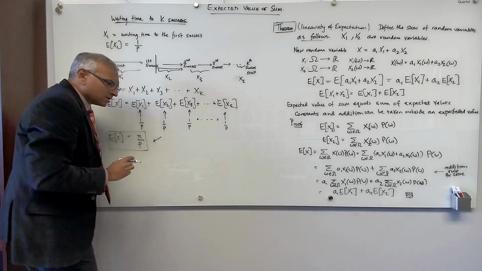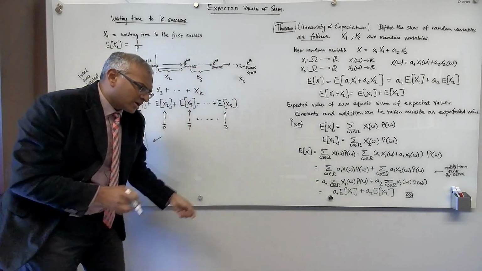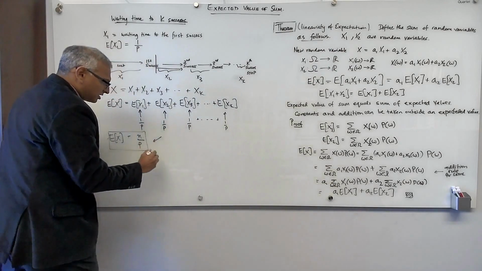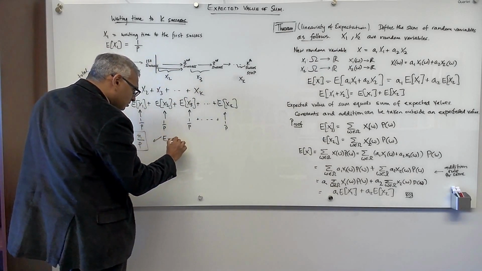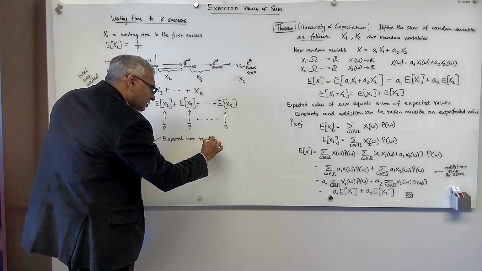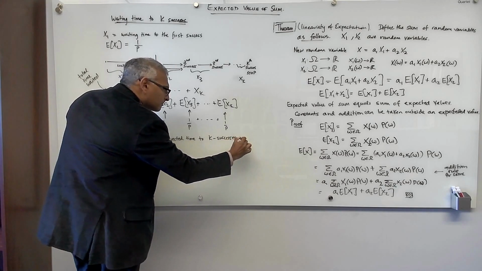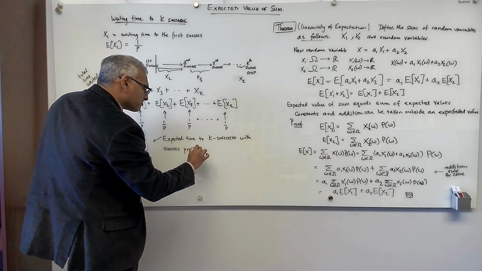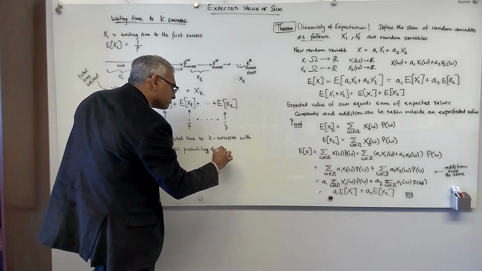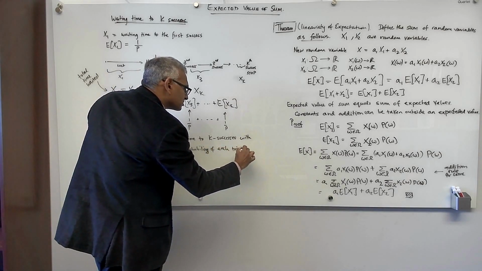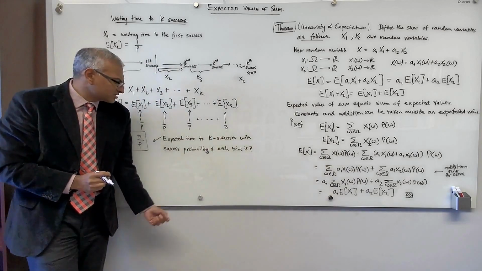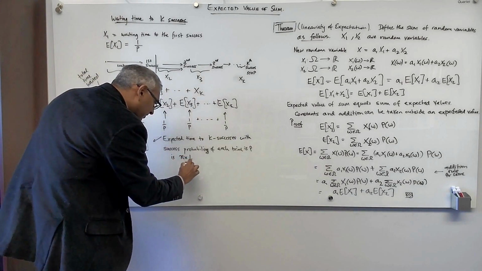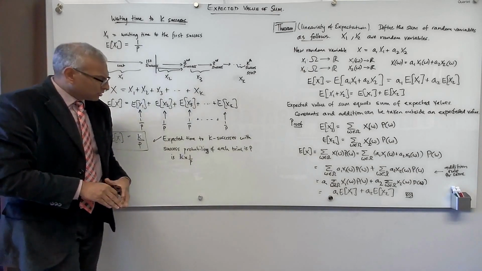What are we saying? We're saying that if you're doing this experiment where each time you can either succeed or fail, and you're going to keep trying until you make k successes, then the expected time to k successes, when the success probability of each trial is p, is n times 1 over p. So it's just n times the wait to the first success.